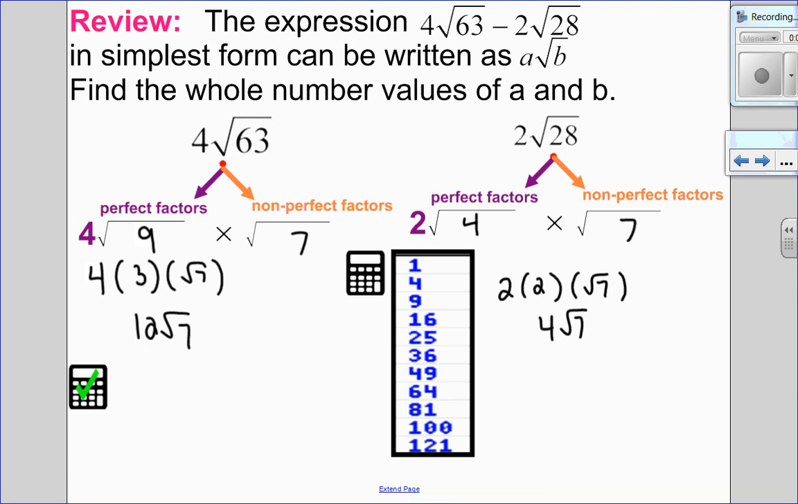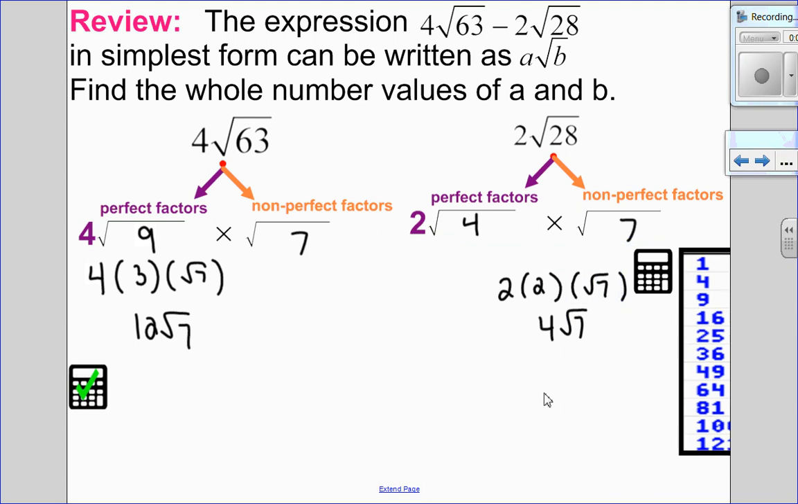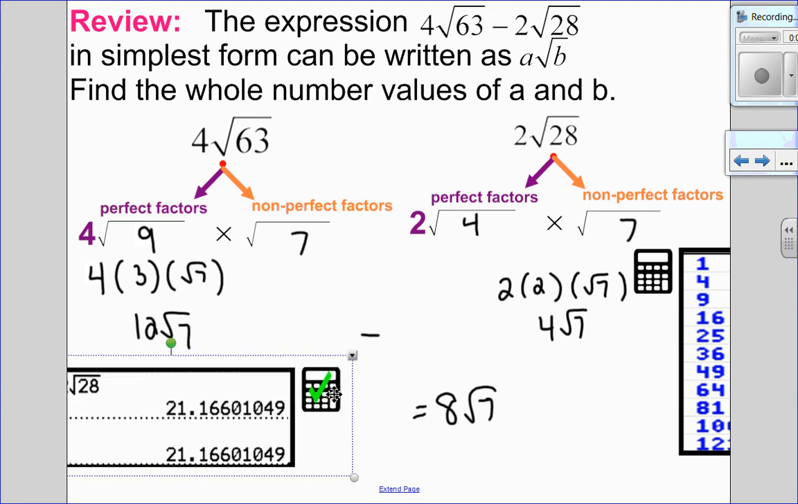And then we want to subtract those values. I'm going to take each of those values and subtract them. So I have 12 root 7, take away 4 root 7. Well, they're both root 7s, so I know that my answer is going to be a root 7, and it's going to be 12 take away 4, which is 8 root 7. That would be my final answer, which of course I can check in my graphing calculator.